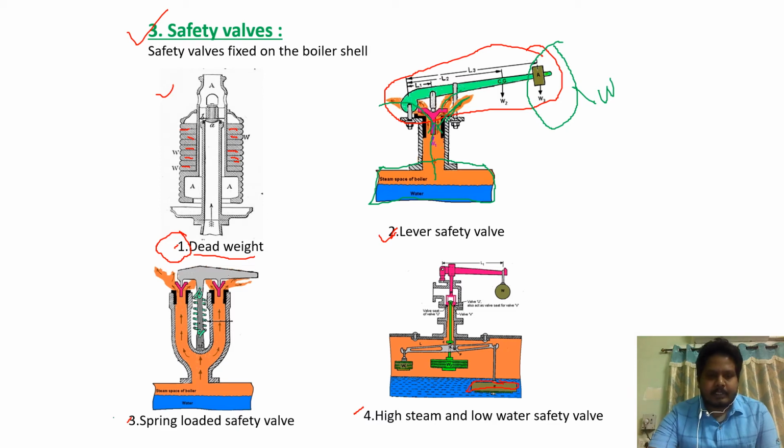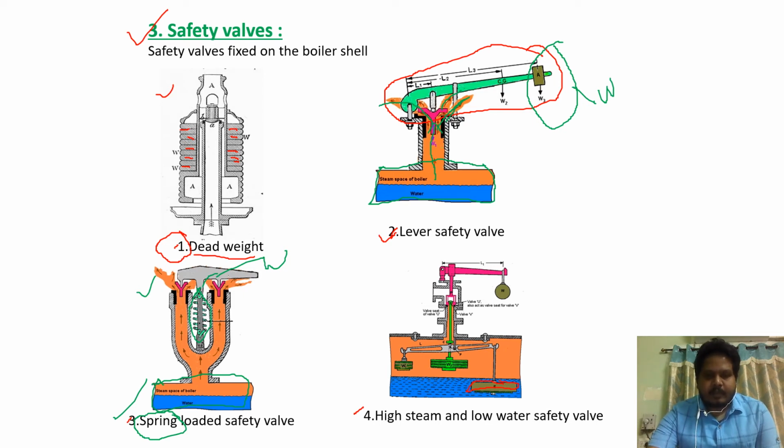The other type is the spring loaded safety valve. In the name itself it is the spring. As you can see in this figure, there is a spring, and it is connected to the weight. So this is the weight. This type of valve is also placed on the top of the shell. Here you could see clearly, this is the shell, and on the top of the shell there is a spring loaded safety valve.